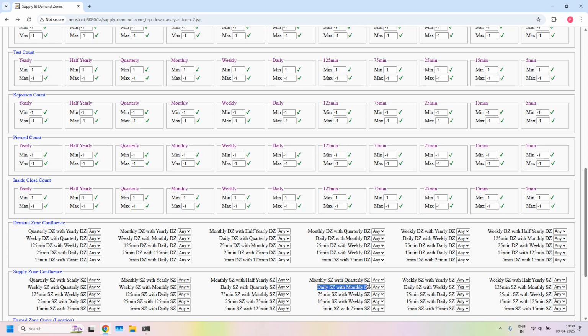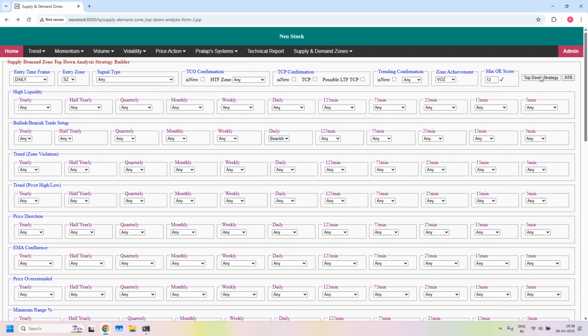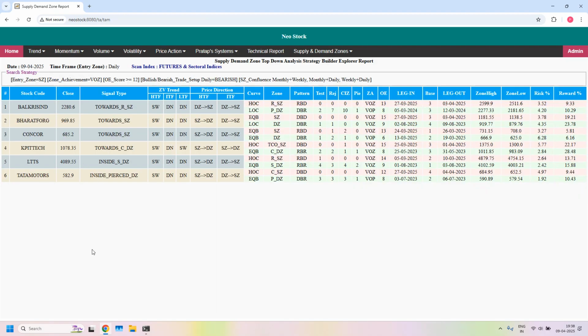Second filter, daily supply zone with monthly supply zone confluence. Third filter, weekly supply zone with monthly supply zone confluence. With all the 3 filters, we got 6 stocks. In these 6 stocks, all these daily supply zones are overlapped with weekly supply zones, and both together again overlapped with monthly supply zones.